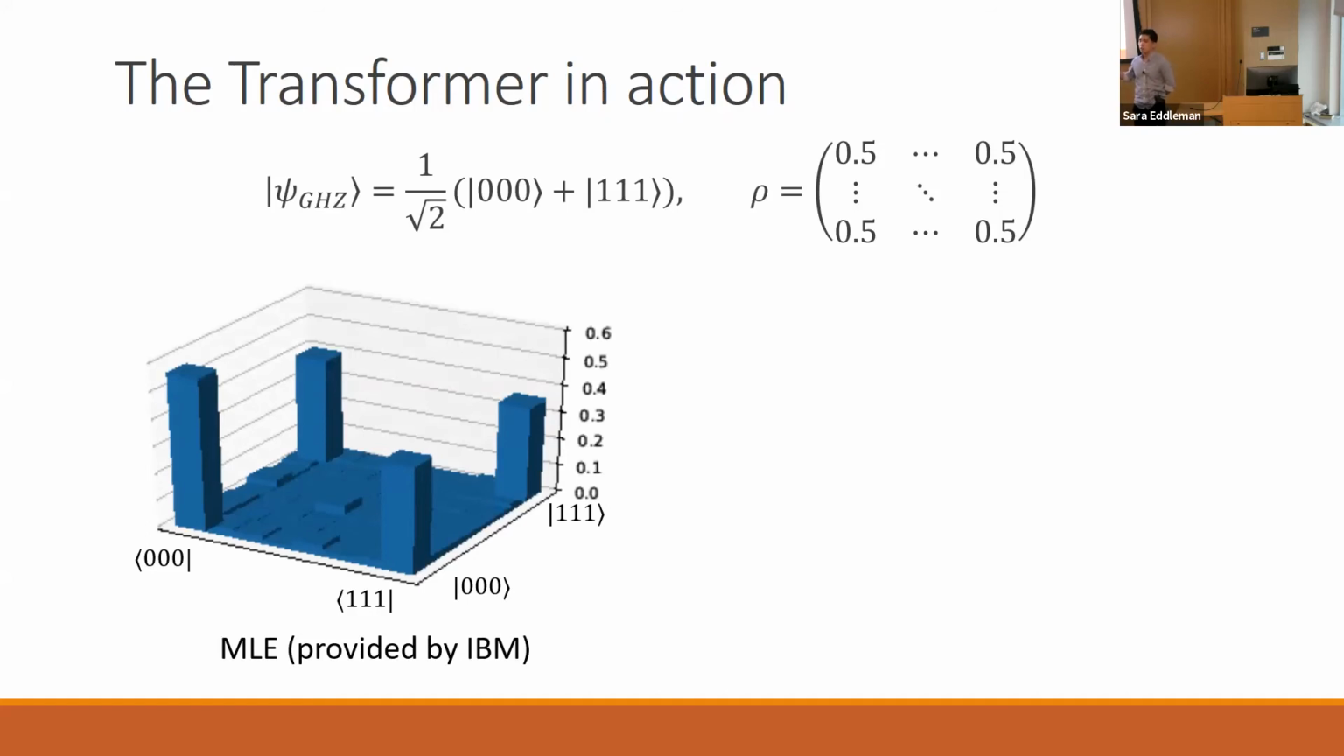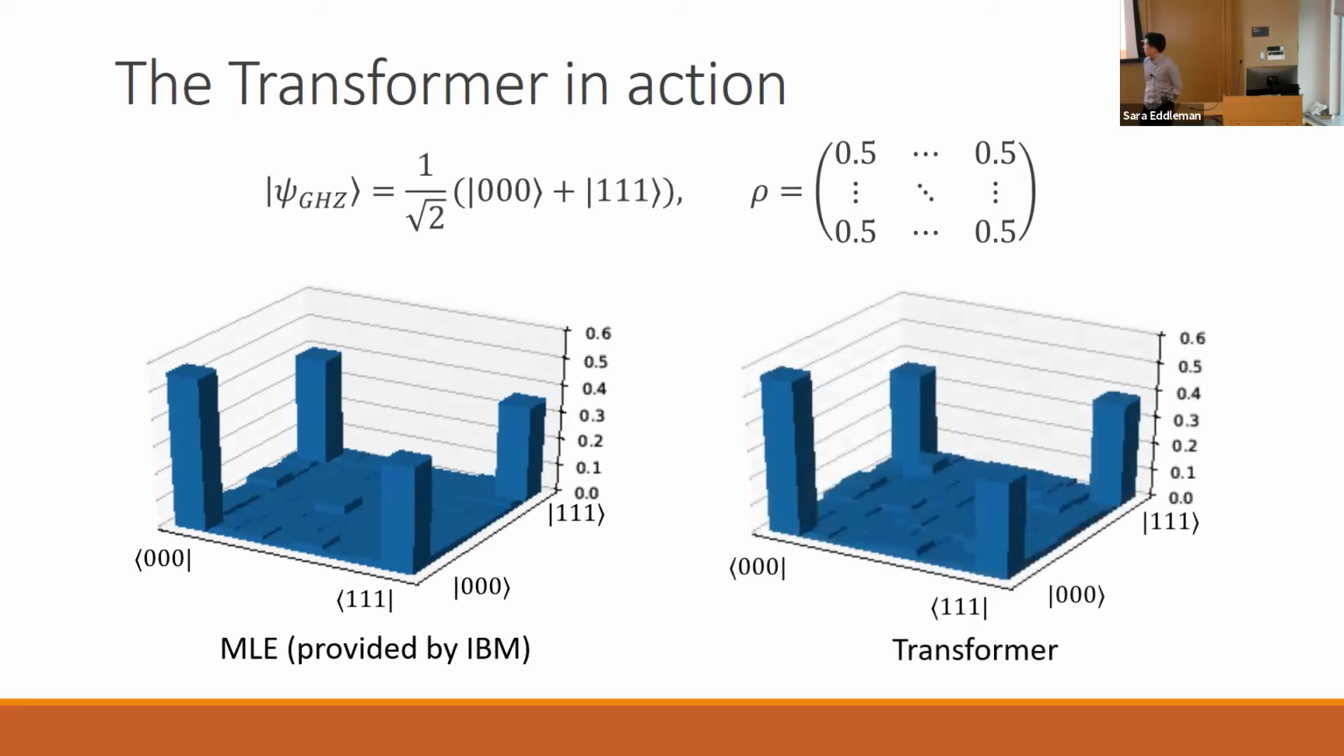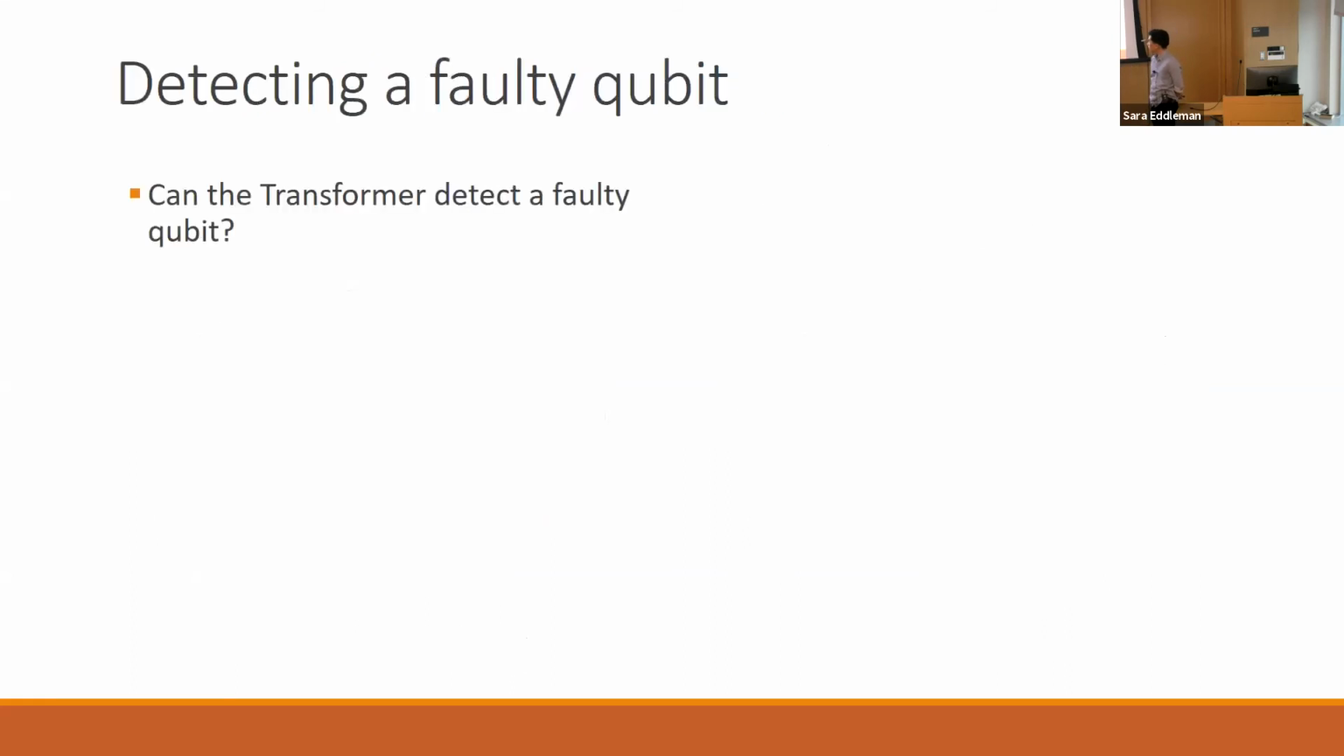But of course, this is a real GHZ. This is a realized quantum computer, and so we can see that there's error on each of the bars on the order of about 10-20%, which gives an estimation of the accuracy of the IBM free quantum computers. And we can compare that with the density matrix output by the transformer, which looks nearly identical up to some measurement noise. We can also use the transformer to detect faulty qubits.